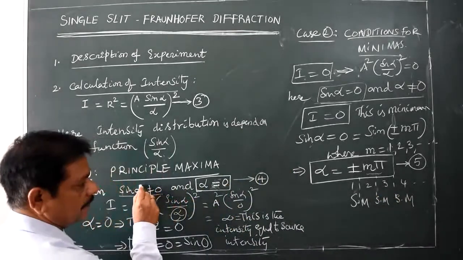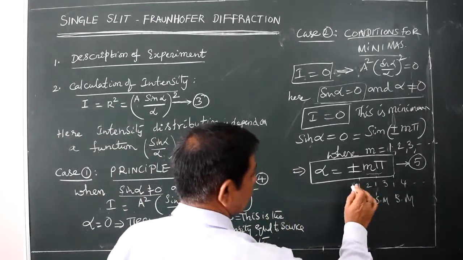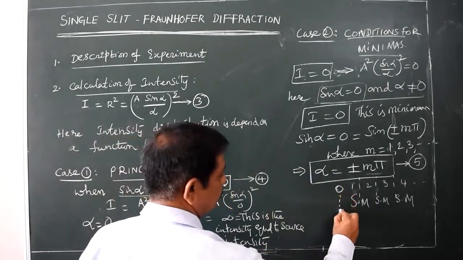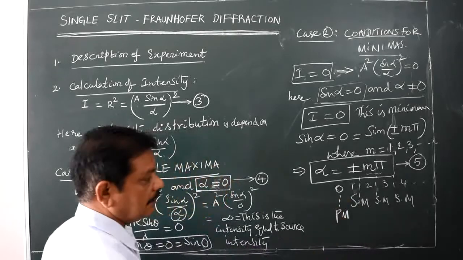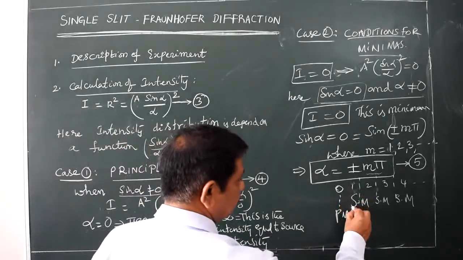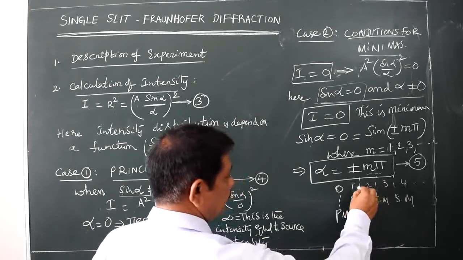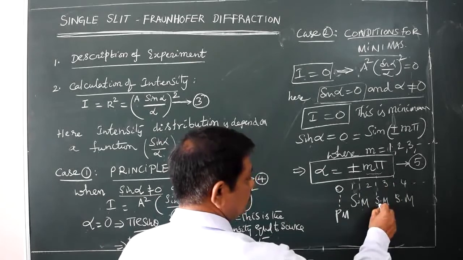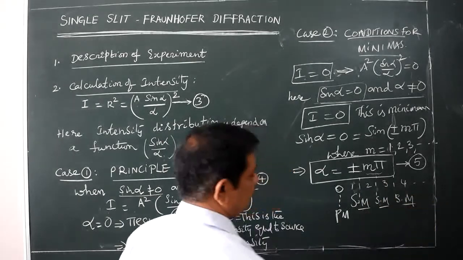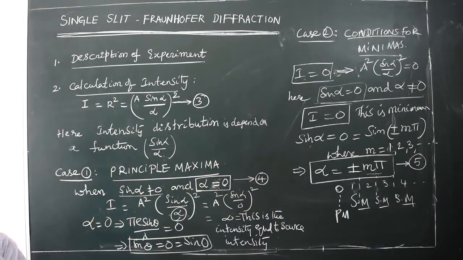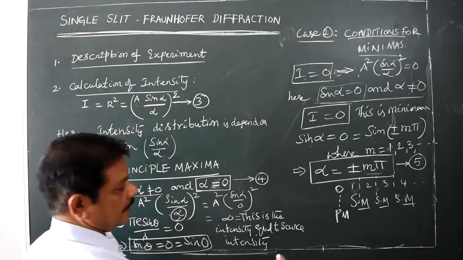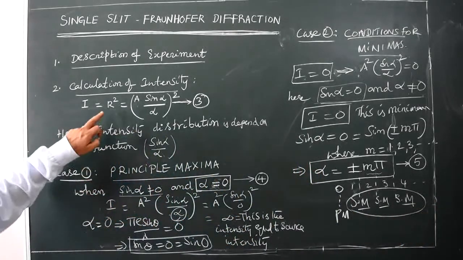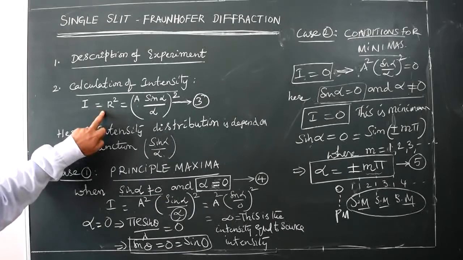The primary maxima exists at the point 0. At this point 0, what do we have? The principal maxima. Between the first and second minimum there is a secondary maxima, and between the second and third minimum, a secondary maxima. Like that, secondary maximas are formed between the remaining minimas. These are calculated by differentiating the expression of intensity as follows.